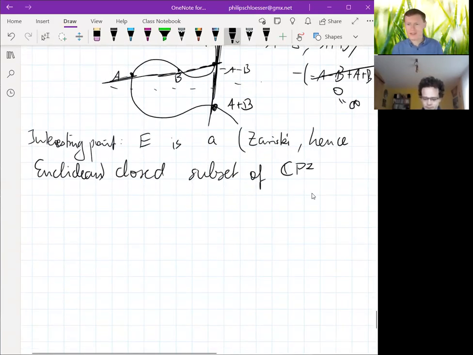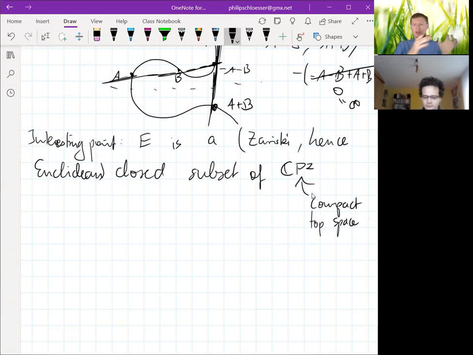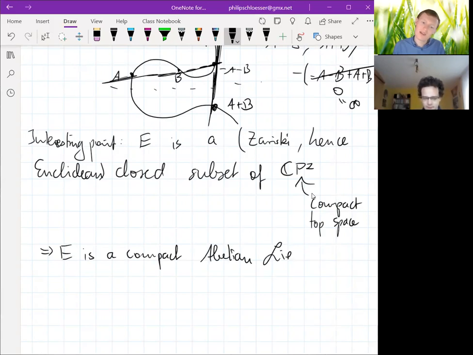which is a compact topological space. So we have a closed subset of a compact space, so it is itself compact, meaning that E is a compact abelian Lie group.